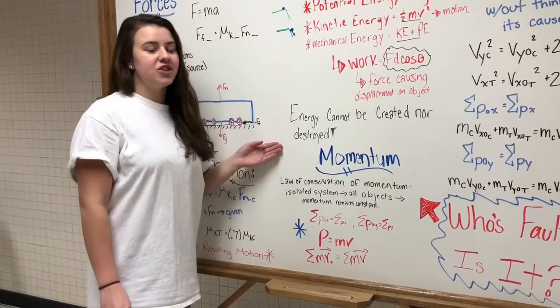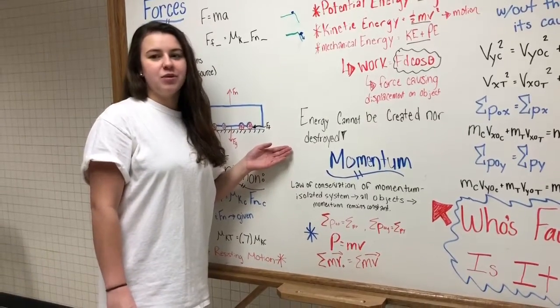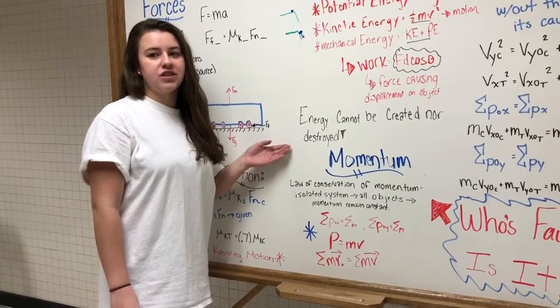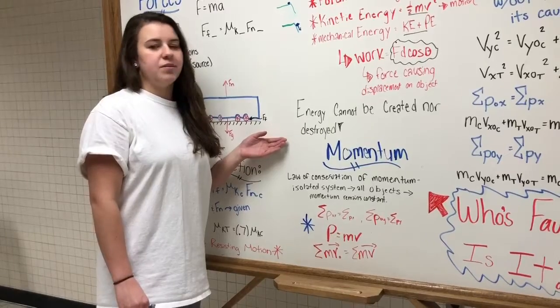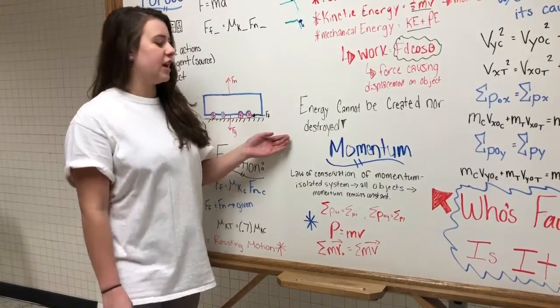Momentum describes how much, how fast, and in what direction an object is going. The law of conservation of momentum states that in an isolated system, for all the objects involved in the action, the total momentum remains constant. The car and truck impact can be described as an elastic collision because the kinetic energy is conserved before and after impact.